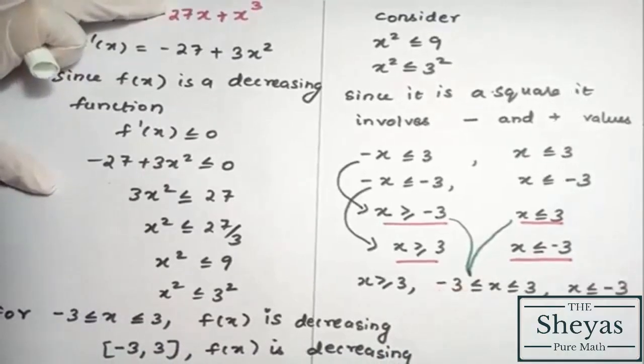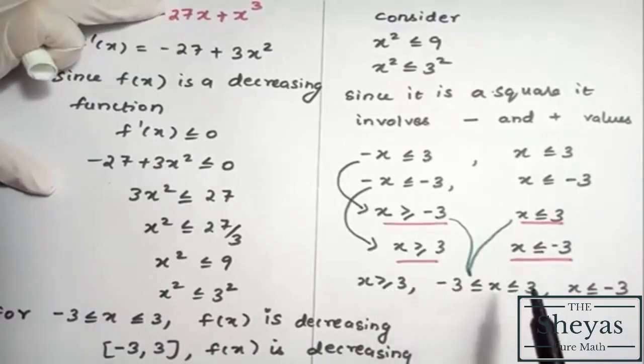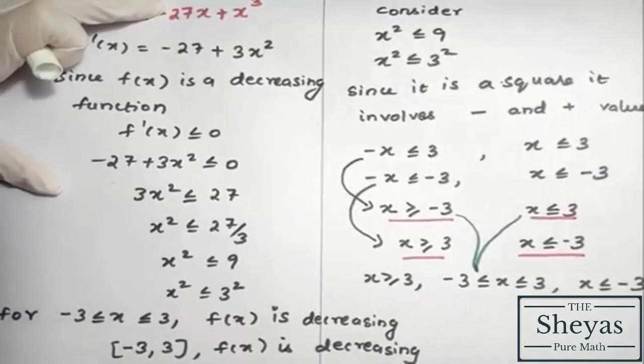So once again I am repeating, you can take some values and then check, then you can confirm for which value the function is decreasing. So here only for the value minus 3 less than or equal to x less than or equal to 3, the function is decreasing.